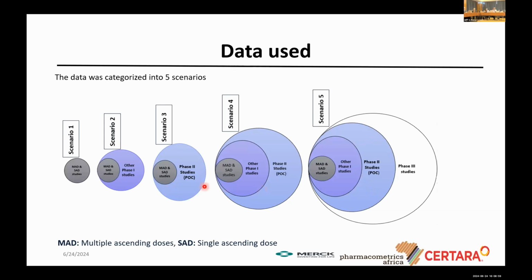So in all these scenarios, we have to create virtual PK models and see which one of these scenarios would best mimic the virtual healthy control for study 5 that we earlier showed.